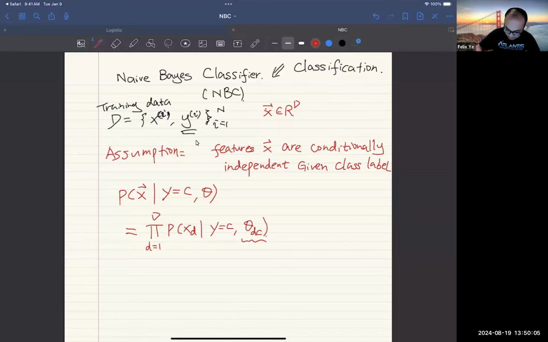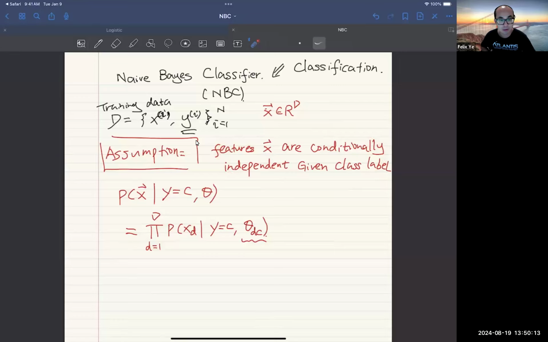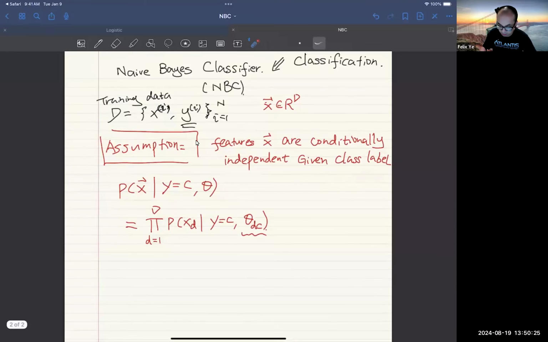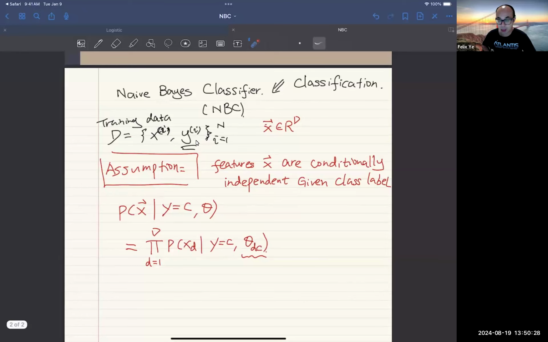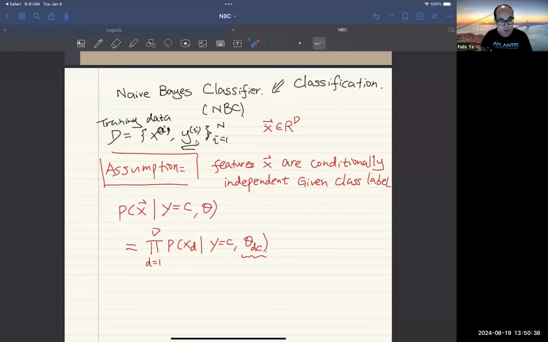So you can see this assumption here. That's the only assumption that we have. This assumption is very naive. It's usually not true in reality. We don't expect those features to be conditionally independent given the class label. So this is a very naive assumption. Although we don't expect that in reality, it turns out that our model can still perform very well under such naive and simple assumptions.